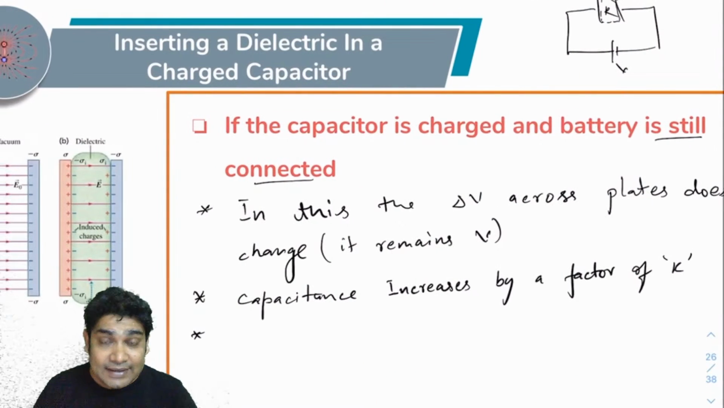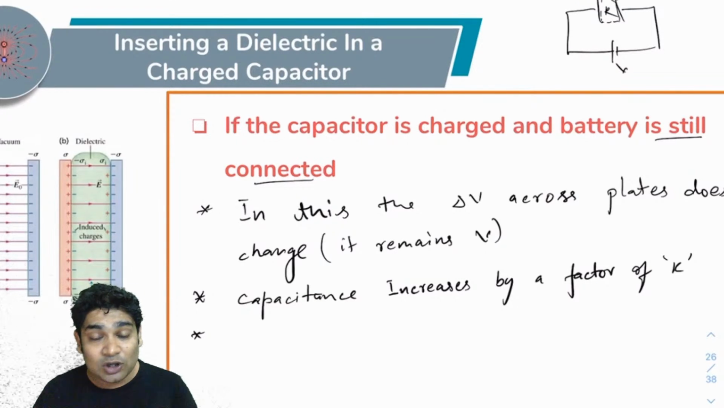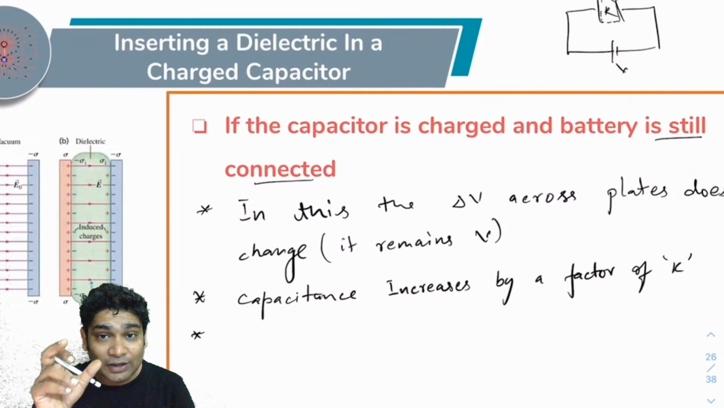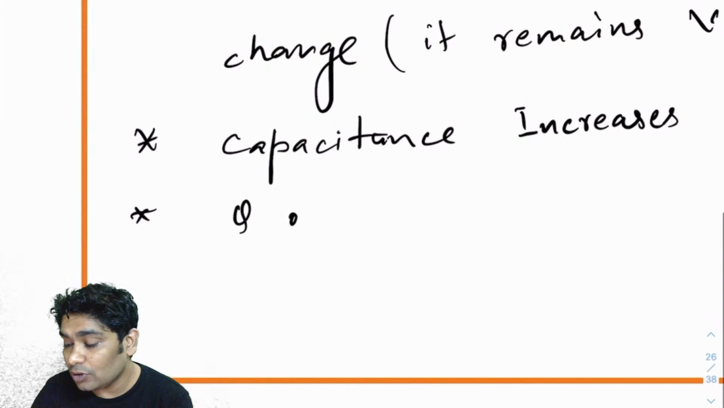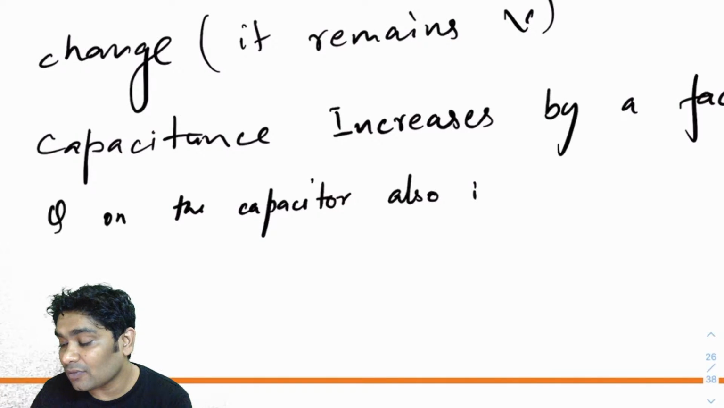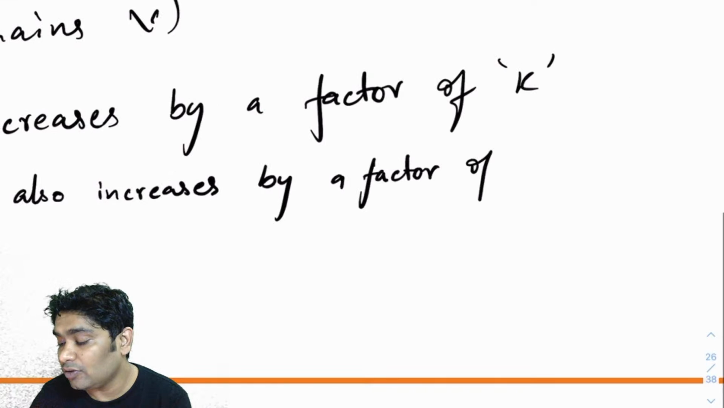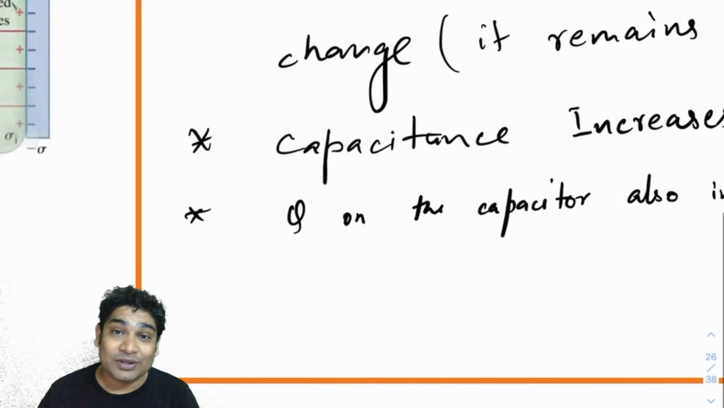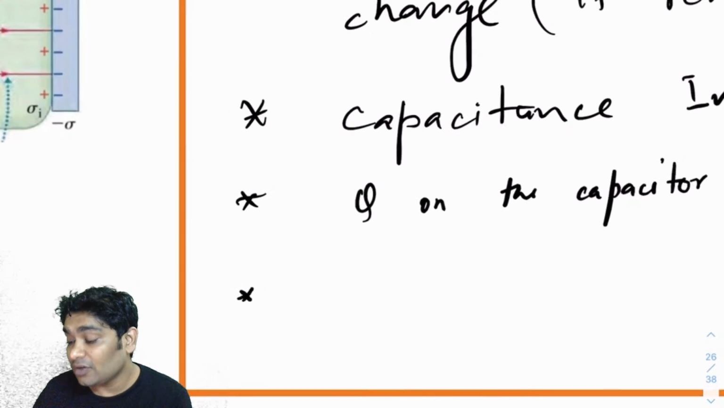Similarly, if the capacitance has changed and V has remained the same, what happens to the Q? The Q also increases. So the capacitor will draw extra charge from the battery. So next, Q on the capacitor also increases by a factor of K. And finally, what do you think will happen to the energy stored? The energy will also increase by a factor of K.